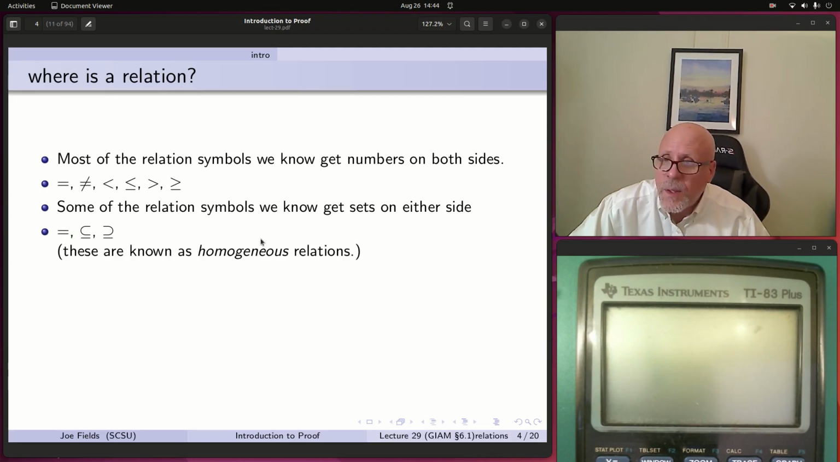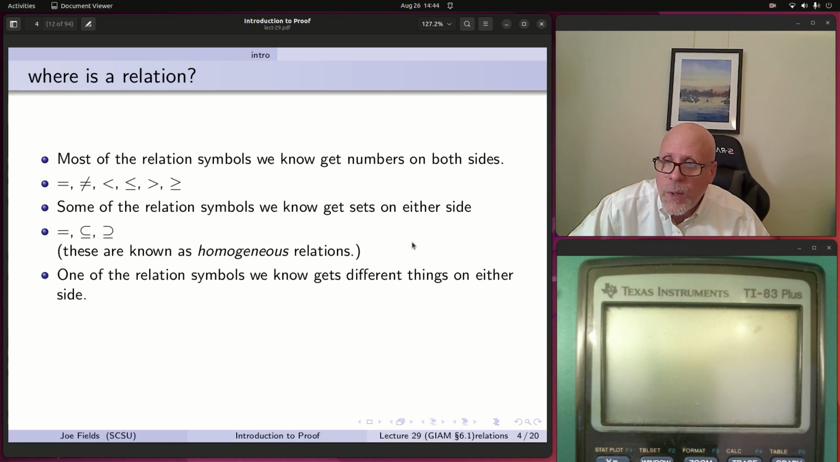This kind of thing, where you have the same sort of thing on both sides, is known as a homogeneous relation. You can have other things. Actually, so far we only know one of these, but there's one relation symbol where we put different sorts of entities on the two sides of the symbol. See if you can think about this. Yeah, it's the element sign. On the element sign, you've got set elements on one side, and you've got sets on the other. So they're really of distinct types.